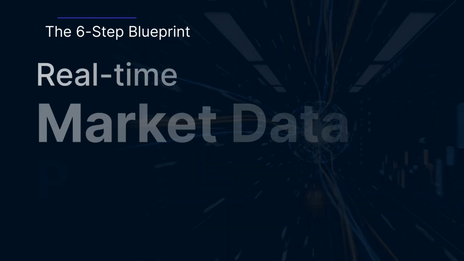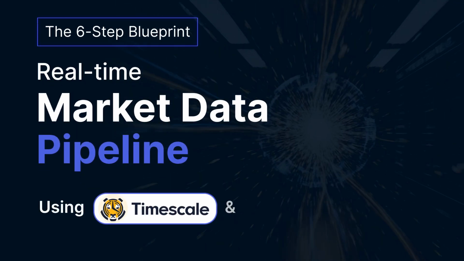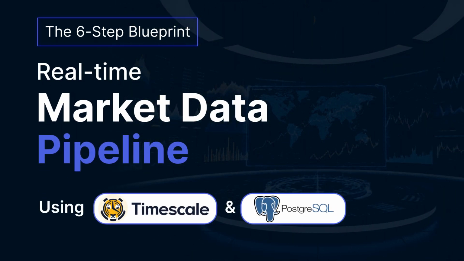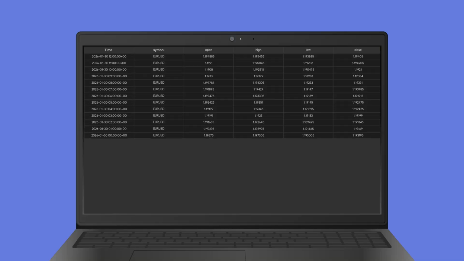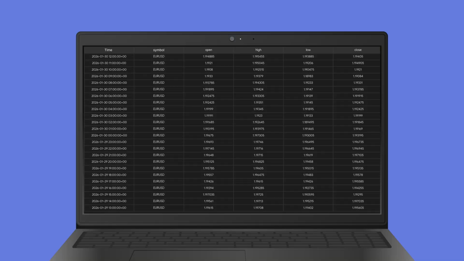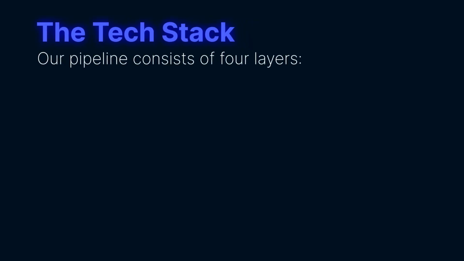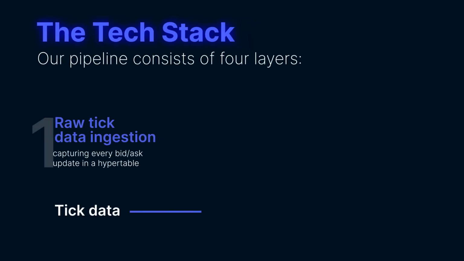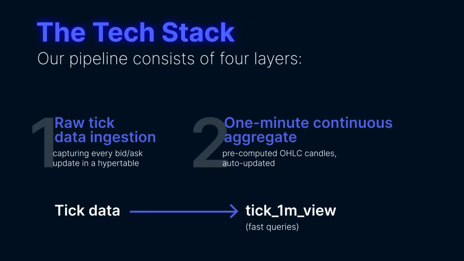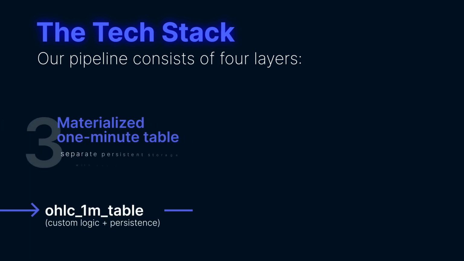6-step blueprint, real-time market data pipeline with TimescaleDB and PostgreSQL. Watch the full video to learn how to build a real-time market database. Our pipeline consists of 4 layers: raw tick data ingestion, 1-minute continuous aggregate, materialized 1-minute table, hourly continuous aggregate.